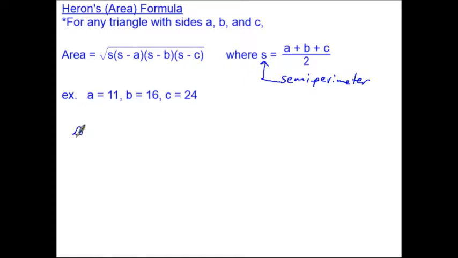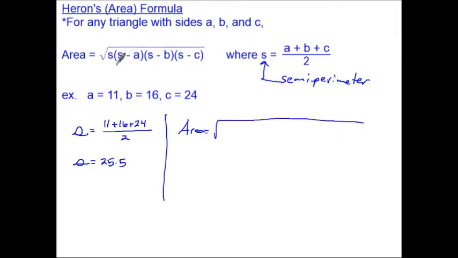Now I'm going to use a script S because sometimes my S's look like 5s if I'm not paying attention. So first things first, I've got to take my 11 plus 16 plus 24 and divide it all by 2, and that gives me the value of S of 25.5. That's just a nice number that I'm going to have to use in this formula repeatedly. So now the area equals the big old square root.